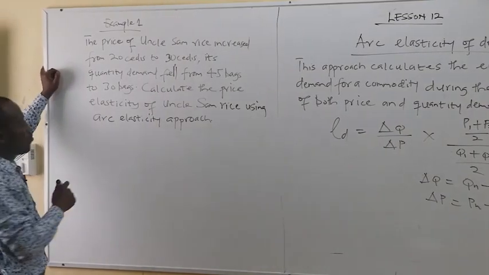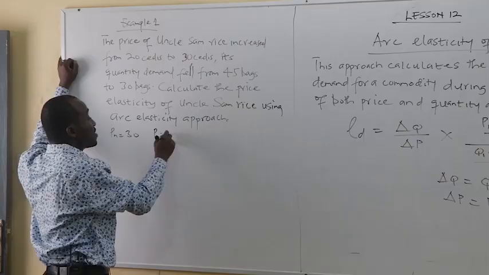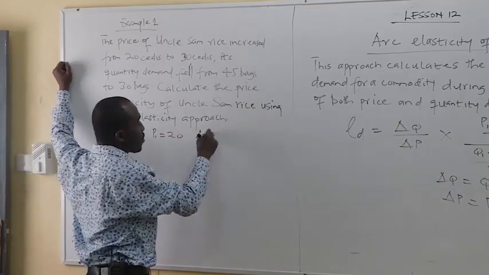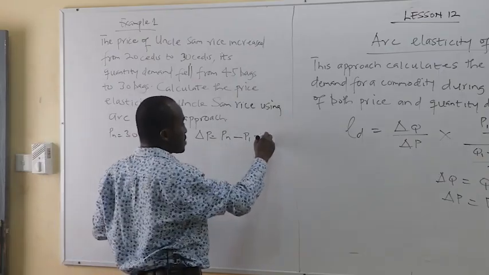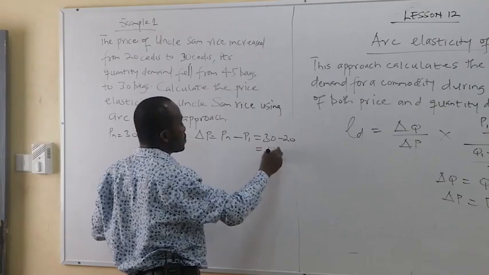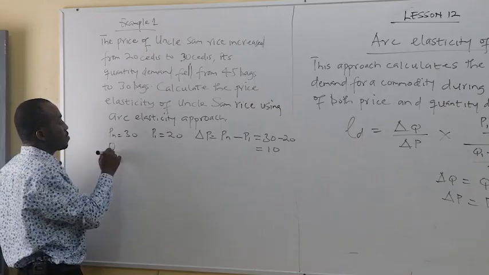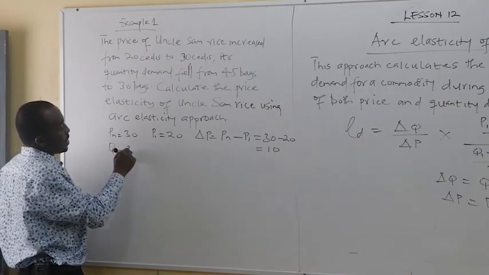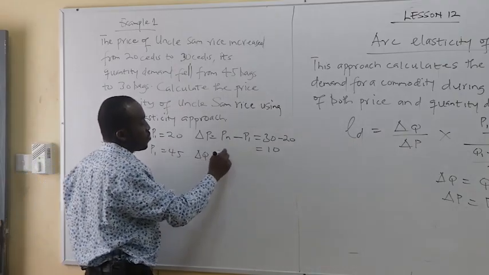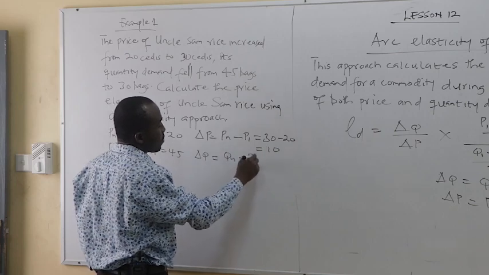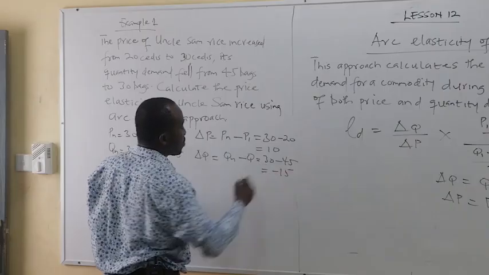So here we know that the new price is 30. The initial price is 20. What is the change in price? The new price minus the initial price, which is 30 minus 20. That gives you 10. What about the quantity? The new quantity is 30. The initial quantity is 45. Therefore, the change in quantity is the new quantity minus the initial quantity, which is 30 minus 45, which gives you negative 15.